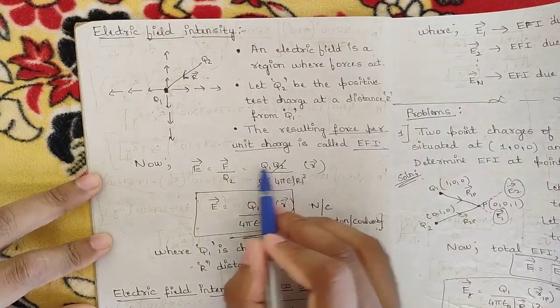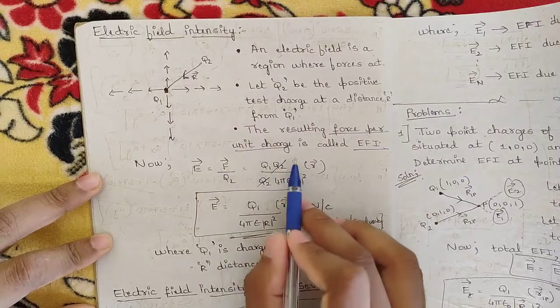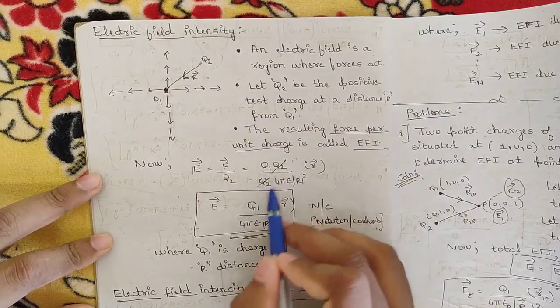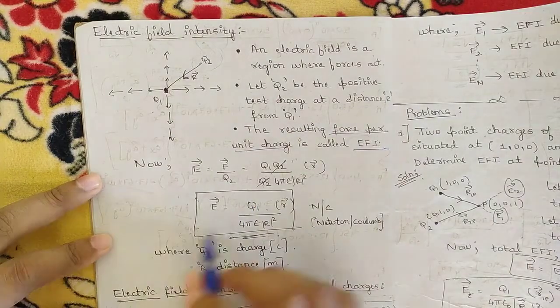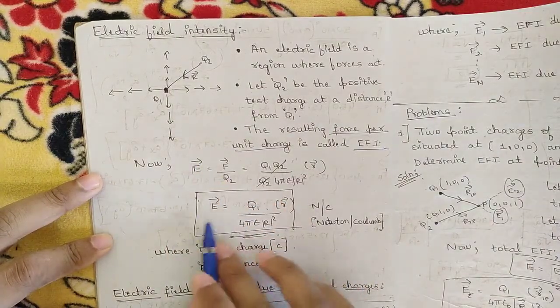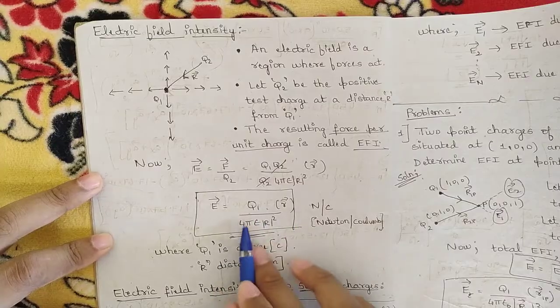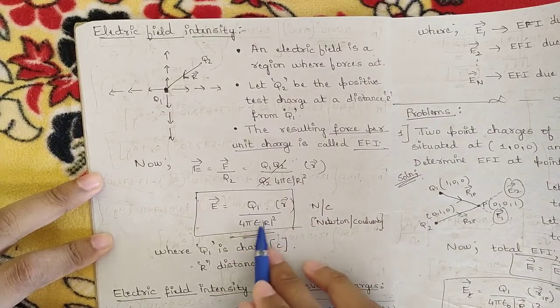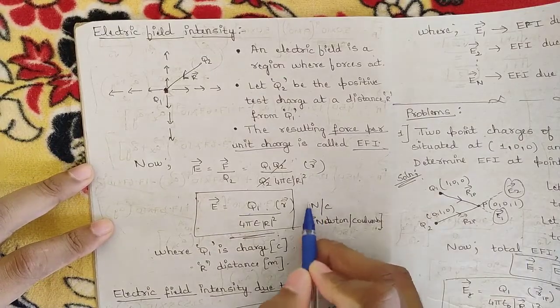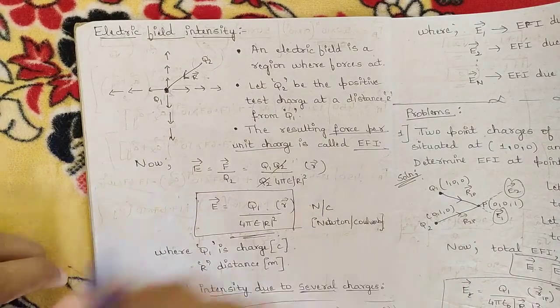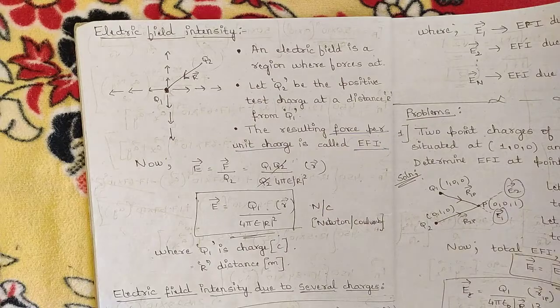Okay. So since here we have the product of charge magnitudes Q1, Q2, and it is divided by Q2, Q2 would be getting cancelled. So we are left with electric field intensity E is equal to Q1 divided by 4 pi epsilon magnitude of R square into unit vector R vector. And it is given by the unit Newton per Coulomb. Okay, so this is basically the electric field intensity.